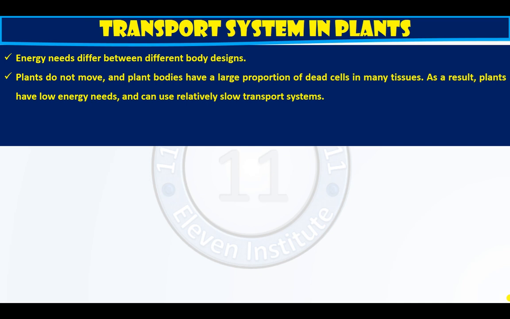Now, this is the point which can easily tell you the difference between the transportation system of human beings and plants. The transportation system of human beings is fast. Why? Our energy requirement is more. If our energy requirement is more, then definitely the transportation of important substances should occur fast to the cells. For plants, the majority of their components are dead. As a result, their energy needs are low and hence they have relatively slow transport systems.